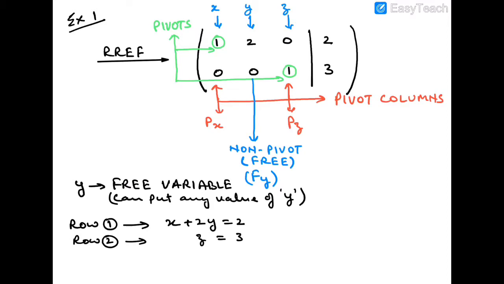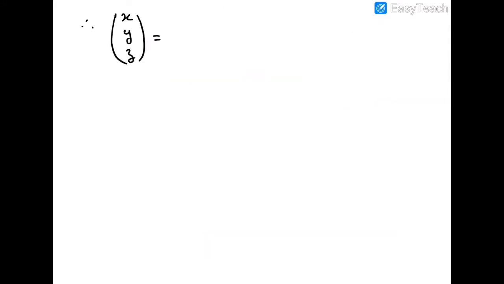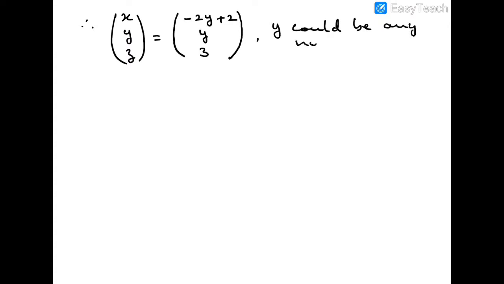Now express each basic variable in terms of the free variable. So we can write X is equal to minus 2Y plus 2, and Z will remain 3. Therefore X, Y, Z is equal to minus 2Y plus 2, Y, and Z will always be 3. So Y could be any number. So let's put a few values of Y.